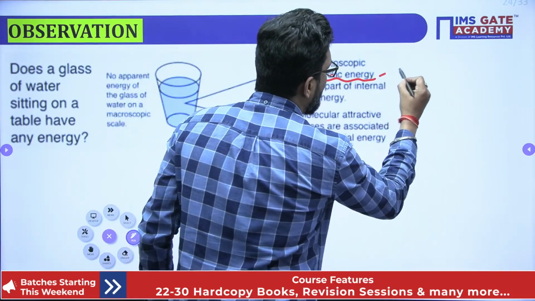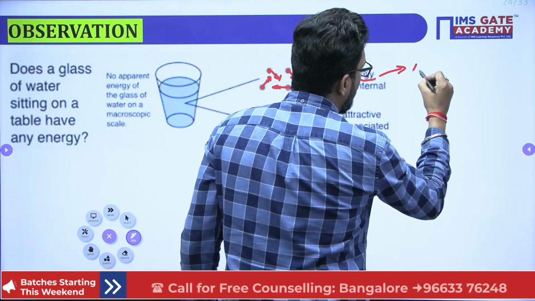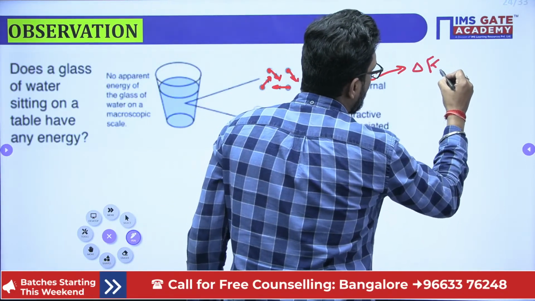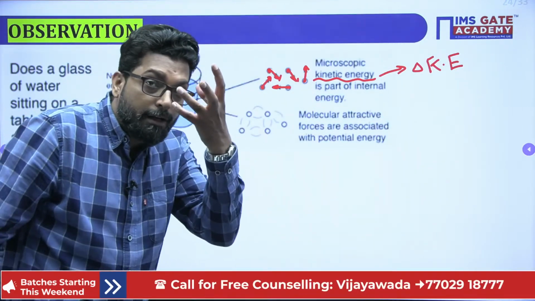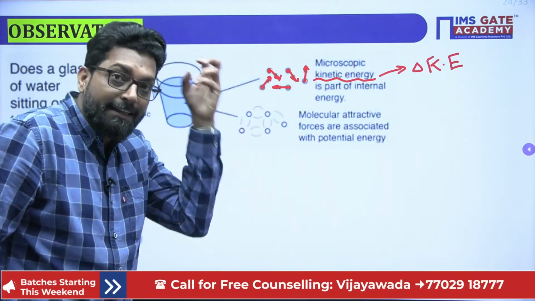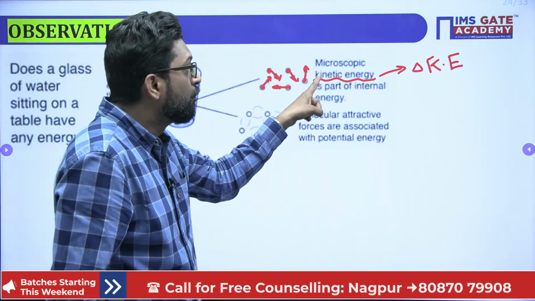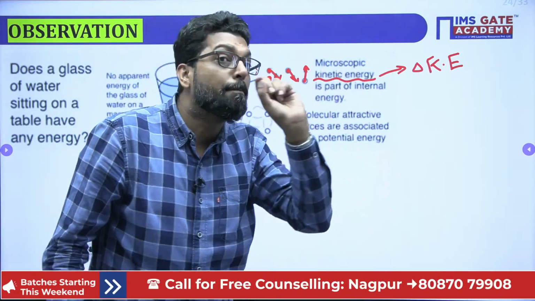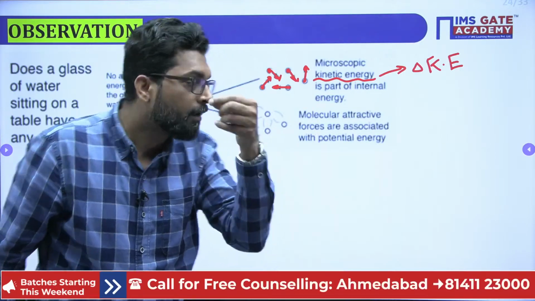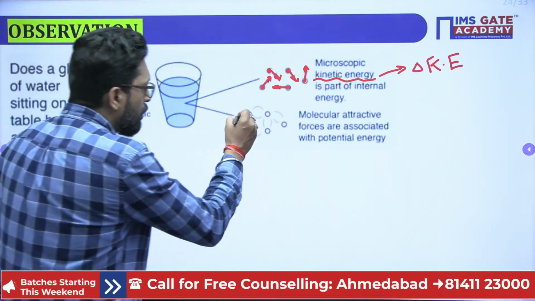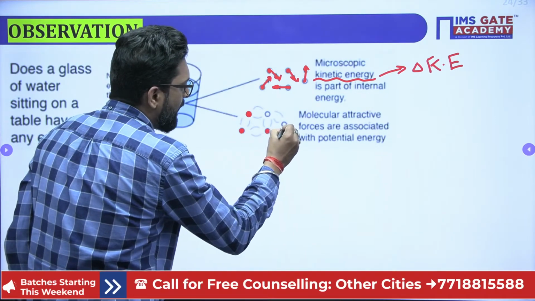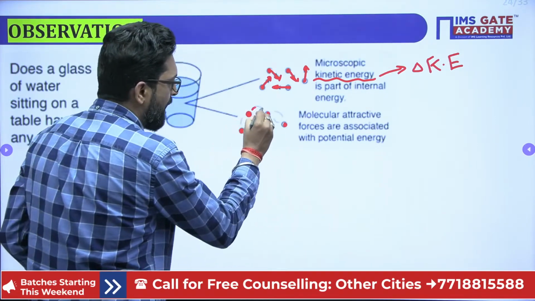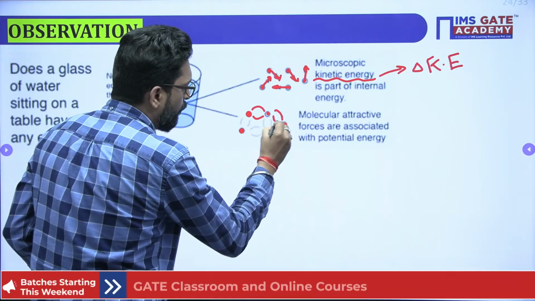That means what we write, delta KE, this one at a microscopic level. That means the internal energy, one part is due to the motion of those microscopic molecules. Second, the molecules themselves have a vibration. The molecule itself is vibrating. That means the bond will vibrate.